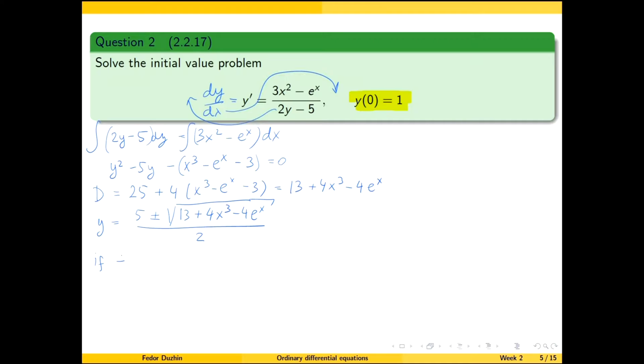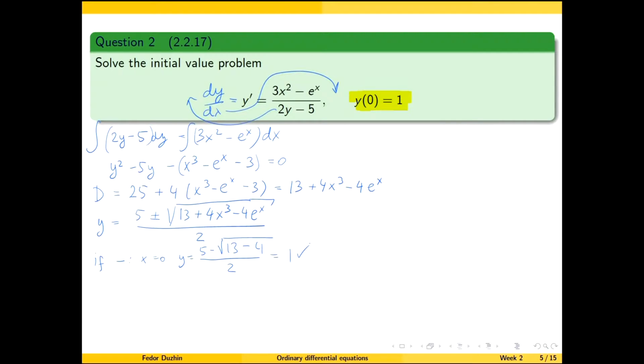Simple. We just use the initial condition again. So we need to let x equal 0 and see if y is going to be equal to 1. If x equals 0 and the sign is minus, then we get y equals 5 minus the square root of 13. Now x is 0, so x cubed is 0, and e to the 0 is 1, so minus 4 over 2. 13 minus 4 is 9, the square root of 9 is 3, 5 minus 3 is 2, and 2 over 2 is 1. So this is the correct value of y.